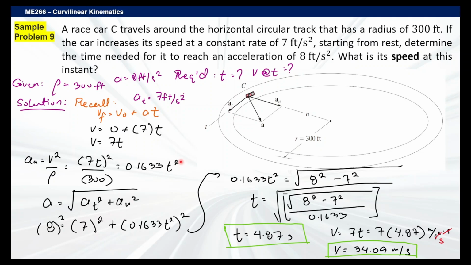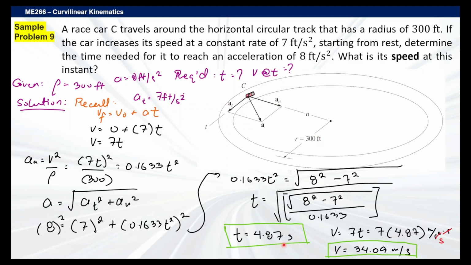And to get A, simply the magnitude, which is the acceleration of 8 feet per second squared that we're reaching: A equals the square root of 7 squared plus (0.1633 t squared) squared. Then square both sides so it becomes 8 squared, and isolate t. So the time it takes to reach 8 feet per second squared is 4.87 seconds.